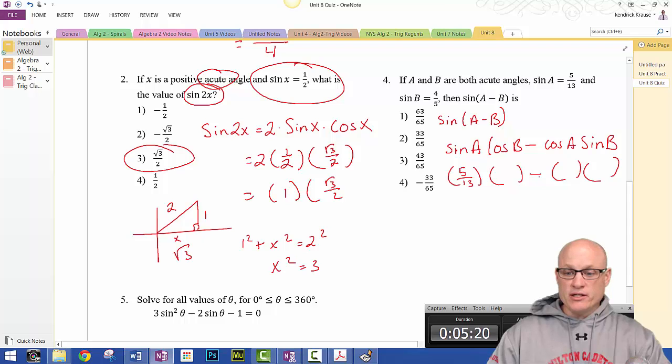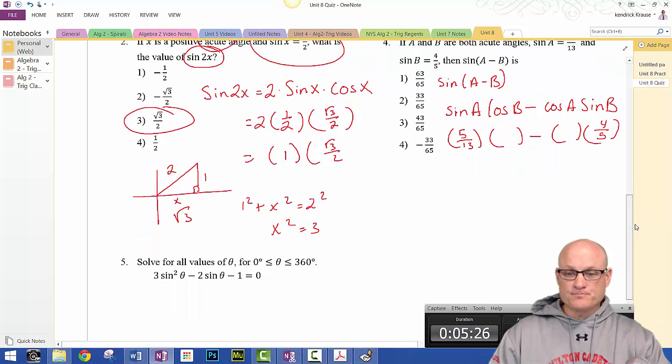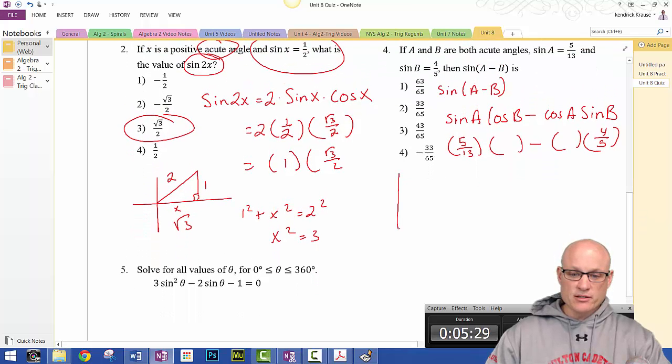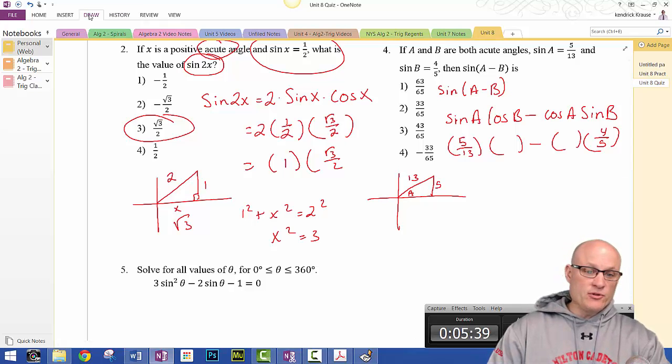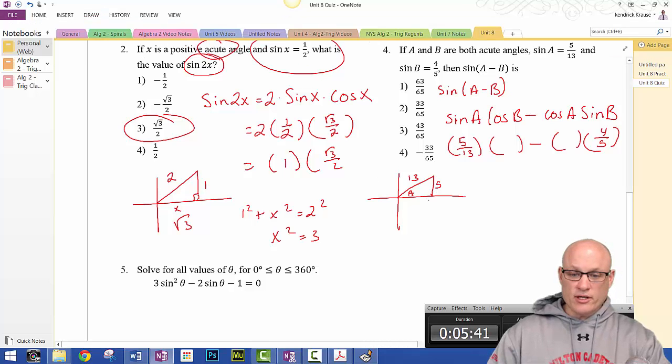Sine of B is 4/5. I don't know anything else, so I have a little bit of work to do. And I'll say, okay, they're both acute angles. That puts them both in the first quadrant. Here's A. A, we know sine is 5/13. And if you do your work right, you'll realize, oh yeah, that's a 5, 12, 13 triangle.